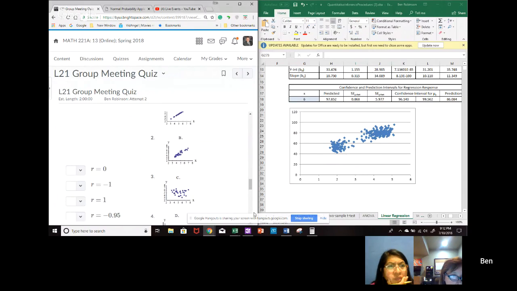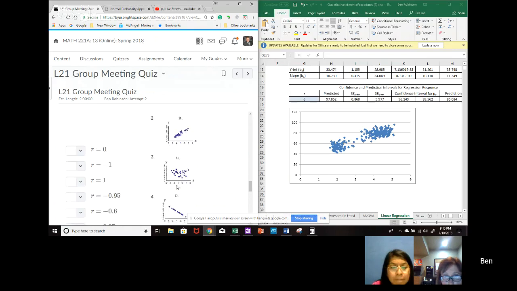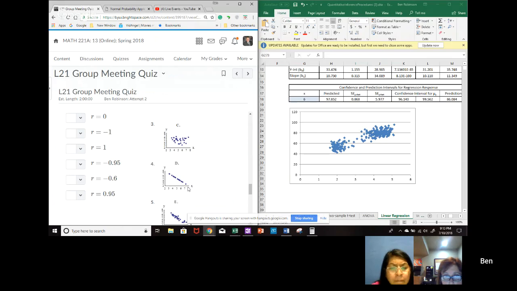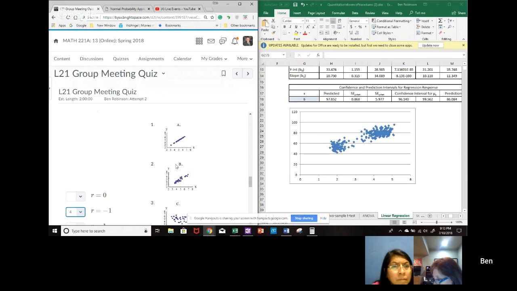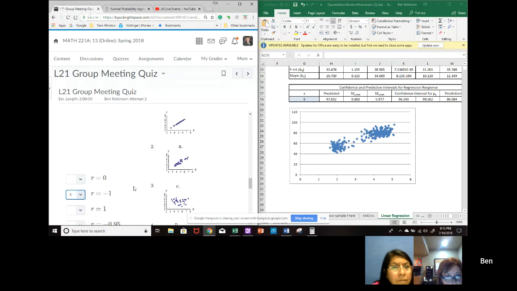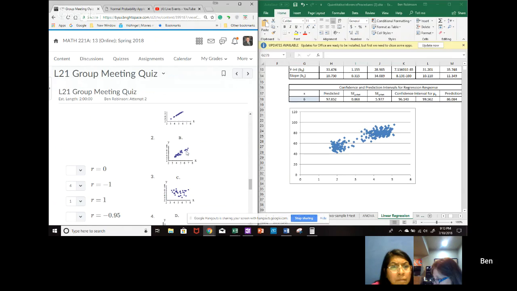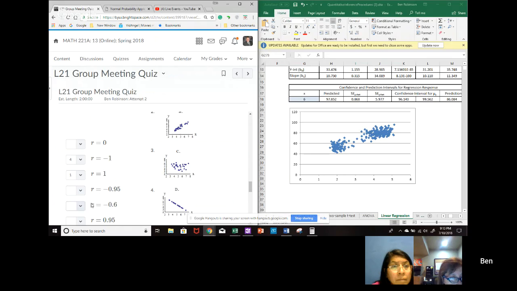Okay. So the -1, that's going to be an easy one to find. It's going to be going this way. This way right here. So that's going to be 4. And this straight line going up is going to be the one that's 1. This one here is going up, so it's a positive number, but it's not quite a real thin straight line like that. So that would be the 0.95. Yeah.